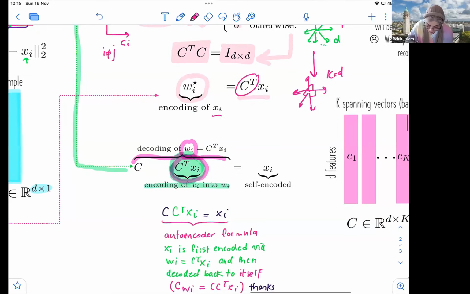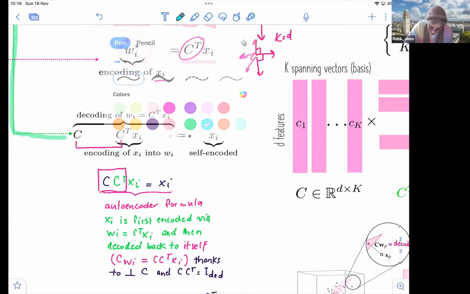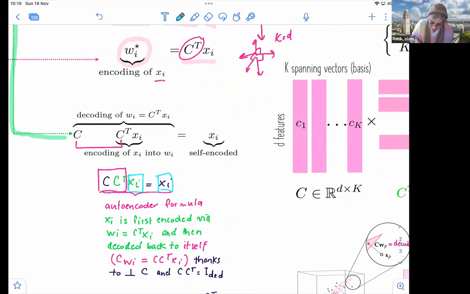So this is what we call an autoencoder formula. If you look at it from far away, what we have is C C transpose xi equals xi, which means this function right here is self-encoding the same feature vector, the same sample. So this is the autoencoder formula. xi is first encoded into wi via C transpose, and then decoded back to itself via C.